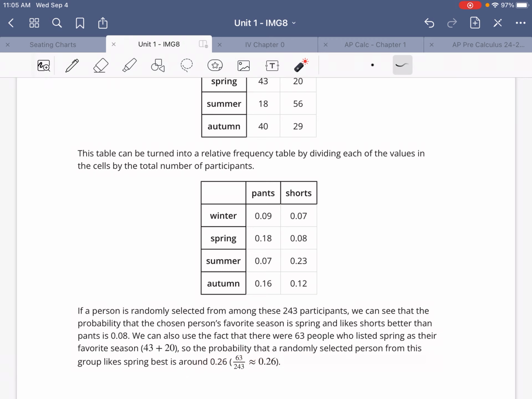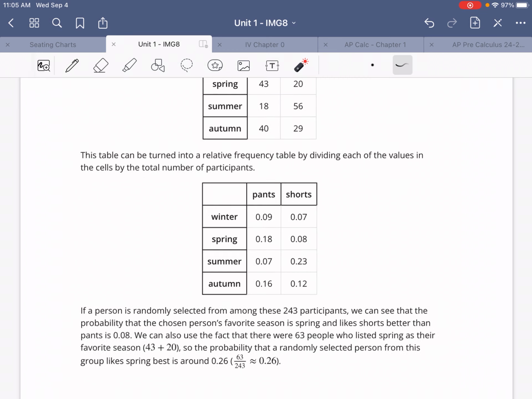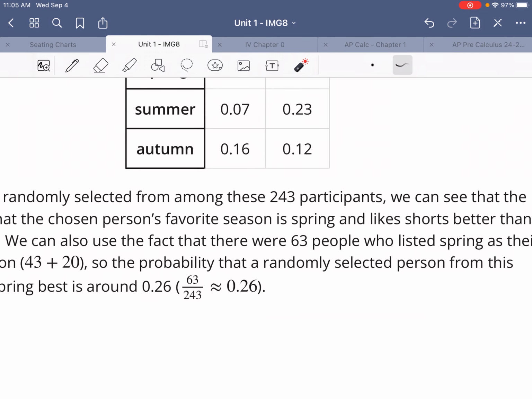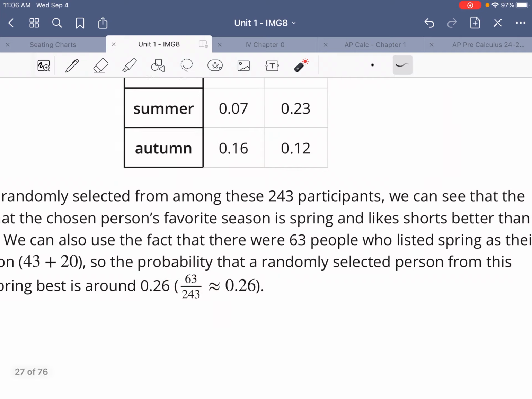For the probability that a randomly selected person likes spring best, you'd have to look and say, okay, wait a minute, I've got 63 total that prefer spring best, divided by the total number of people, which is 243. So really what we're doing is taking the number of desired outcomes, or the outcome in particular you're looking at, divided by the total possible outcomes in the sample space.